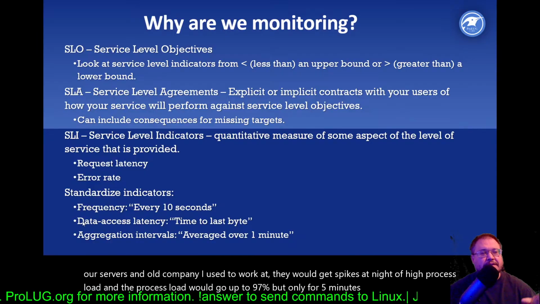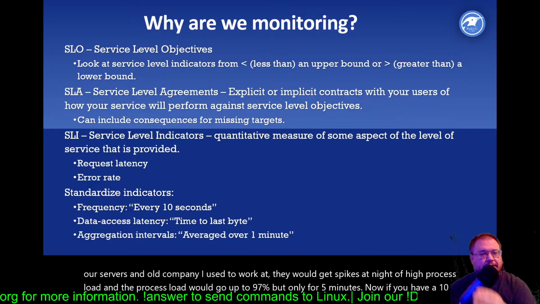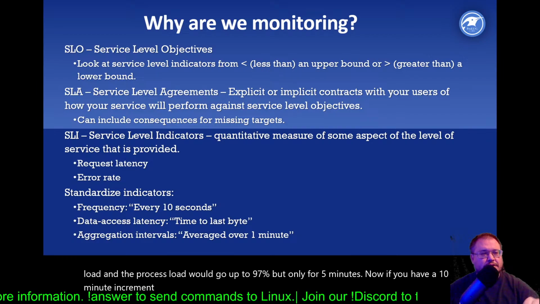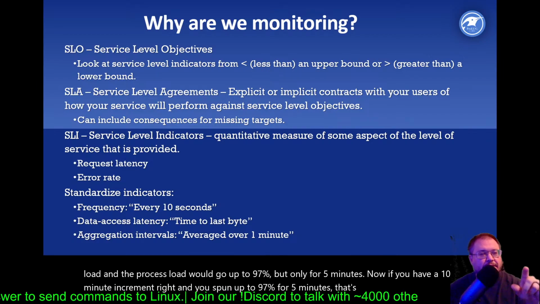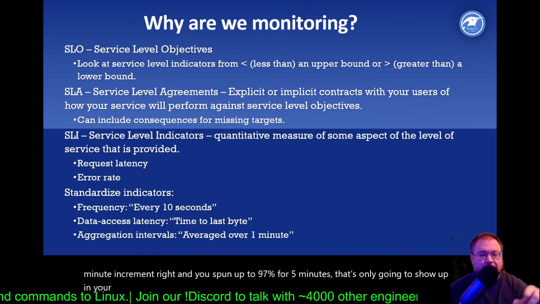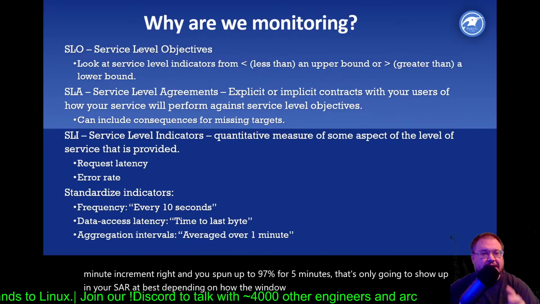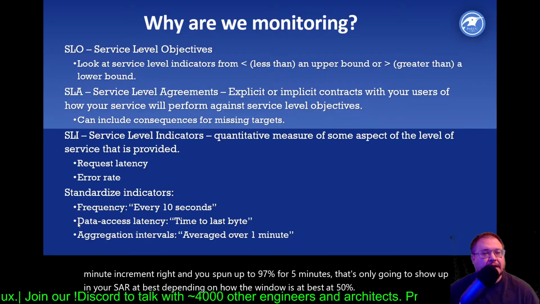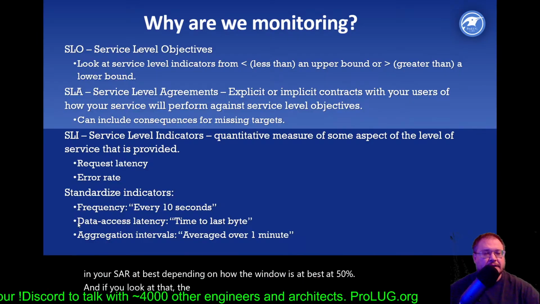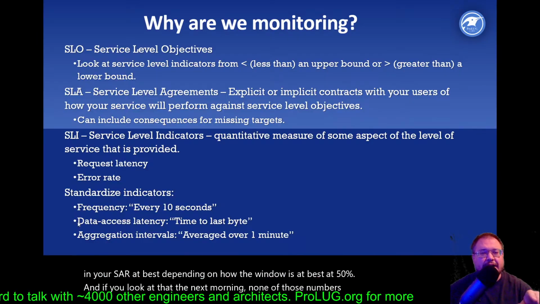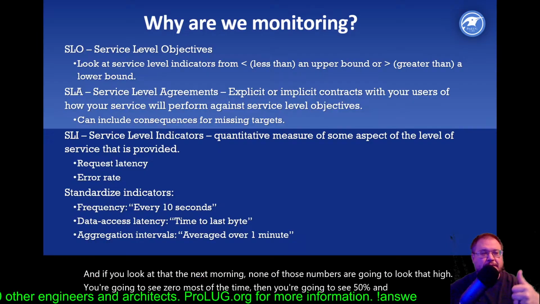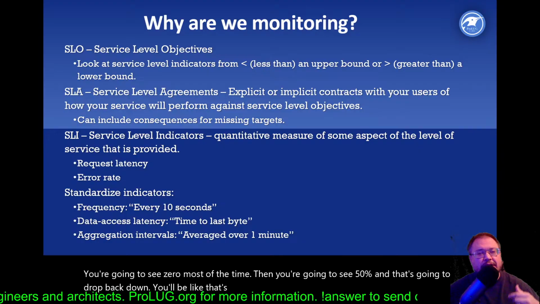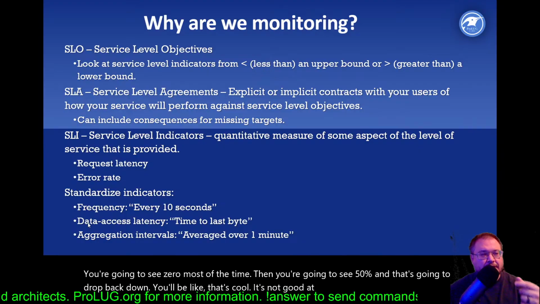Now, if you have a 10-minute increment, right, and you spun up to 97% for 5 minutes, that's only going to show up in your SAR at best, depending on how the window is, at best at 50% utilization. And if you look at that the next morning, none of those numbers are going to look that high. You're going to see 0 most of the time, then you're going to see 50%, and that's going to drop back down. You're going to be like, that's cool. It's not good at defining what we call an acute.